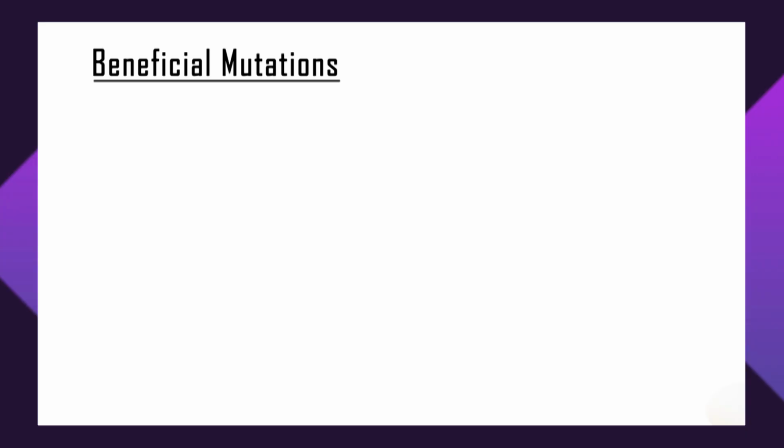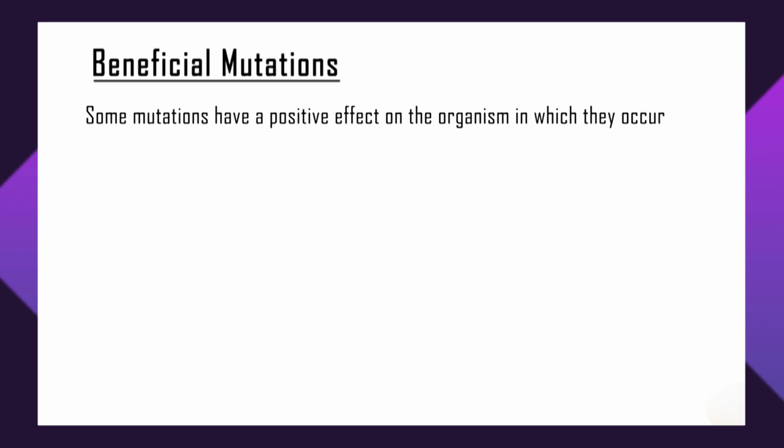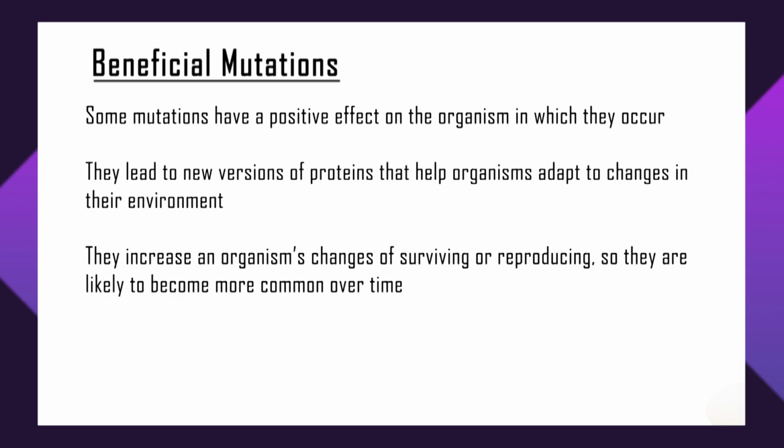Now, beneficial mutations. What are beneficial mutations? Some mutations have a positive effect on the organism in which they occur. They are called beneficial mutations. They lead to new versions of proteins that help organisms adapt to changes in their environment. Beneficial mutations are essential for evolution to occur. They increase an organism's chance of surviving or reproducing, so they are likely to become more common over time.